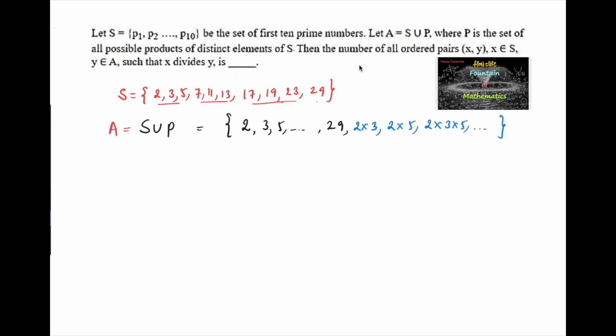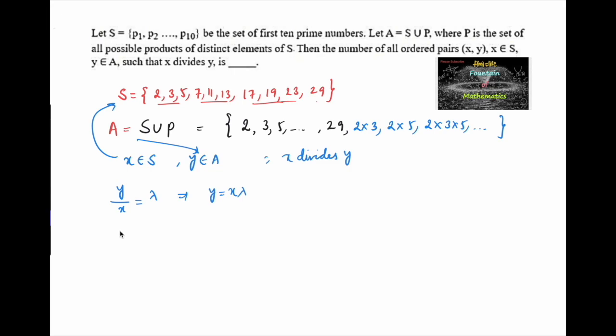And now we need to find the number of all ordered pairs x comma y such that x belongs to the set S and y belongs to the set A, such that x divides y. So it is mentioned that x divides y. So y upon x is equal to some value, say lambda. So y is equal to x into lambda.